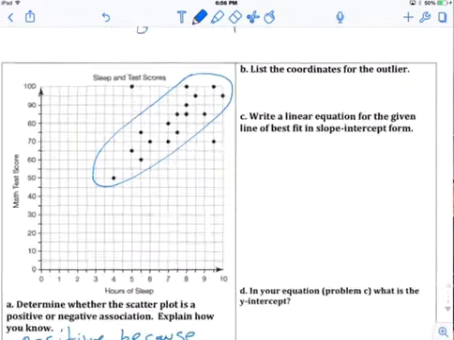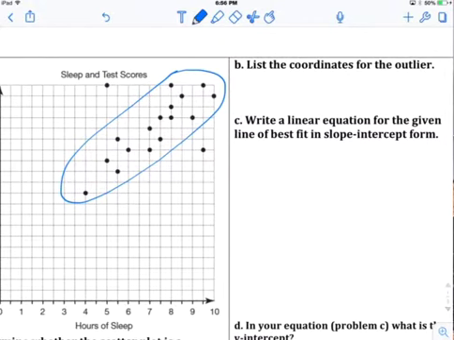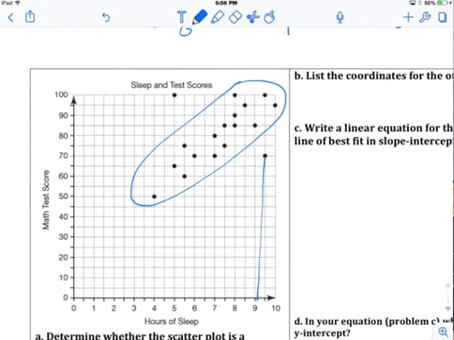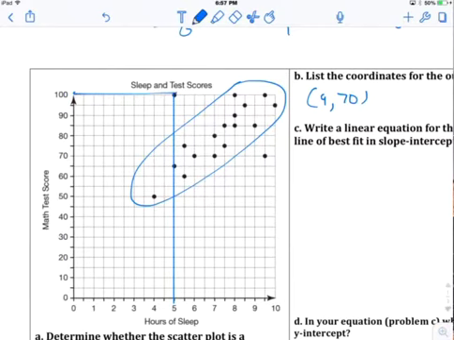List the coordinates of outliers. I chose to have 2. My first one is 9 and 70. The second one is 5 and 100.